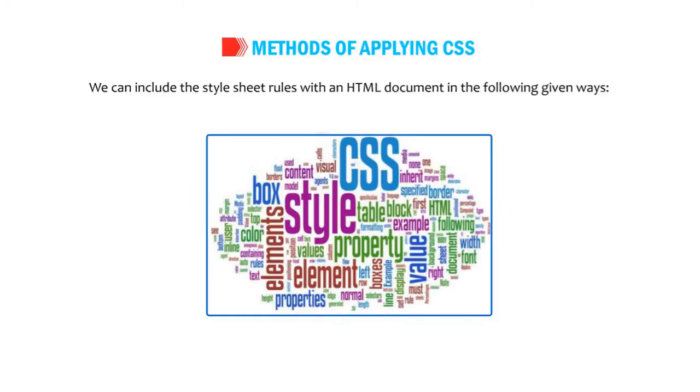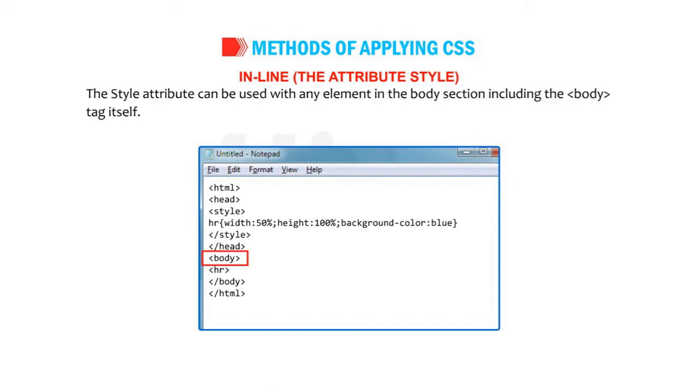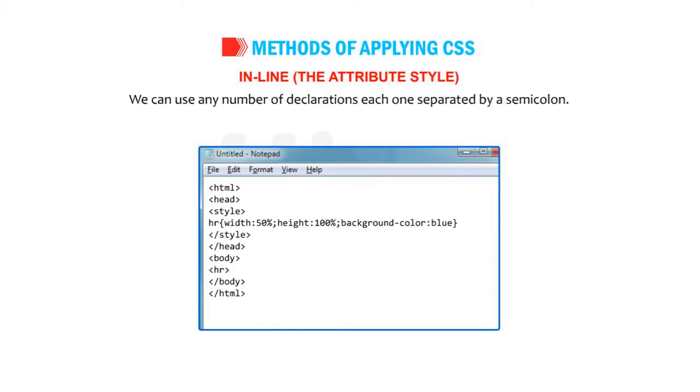Now next we will see methods of applying CSS. We can include the style sheet rules with an HTML document in the following ways. Inline, the style attribute. One way to apply CSS to HTML elements is by using the style attribute. The style attribute can be used with any element in the body section, including the body tag itself. We can use any number of declarations, each one separated by a semicolon.